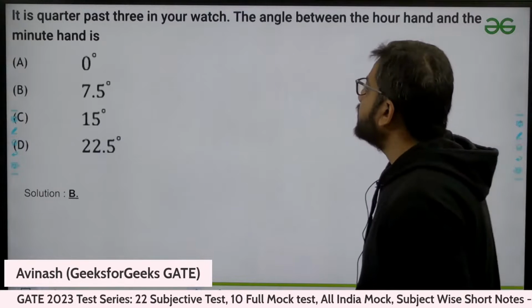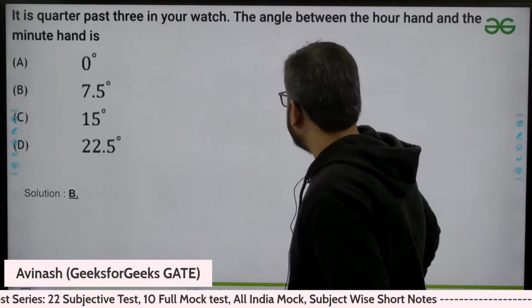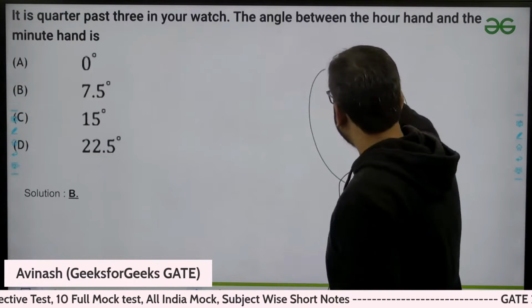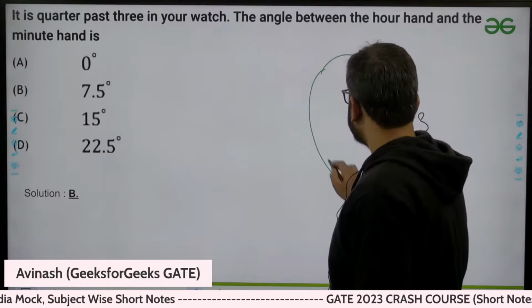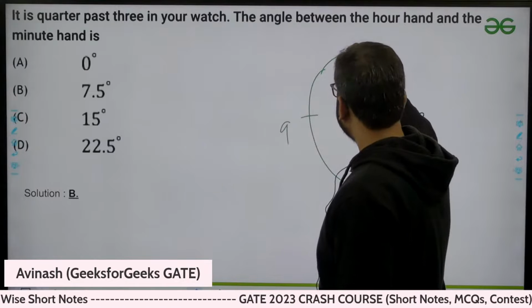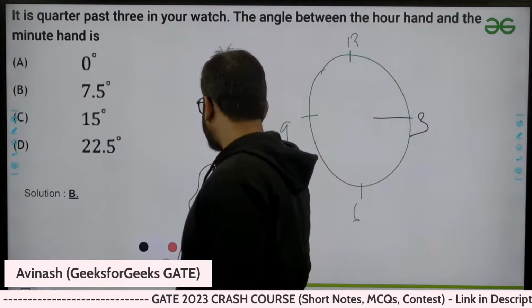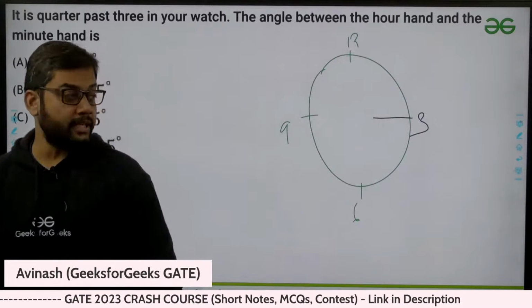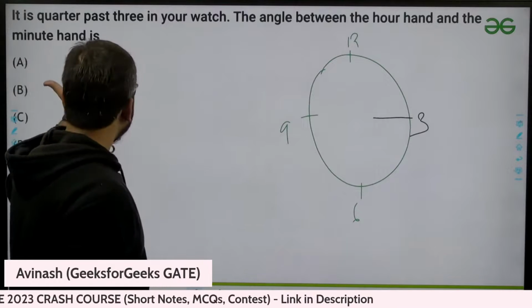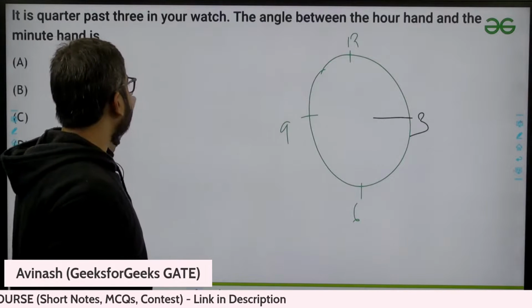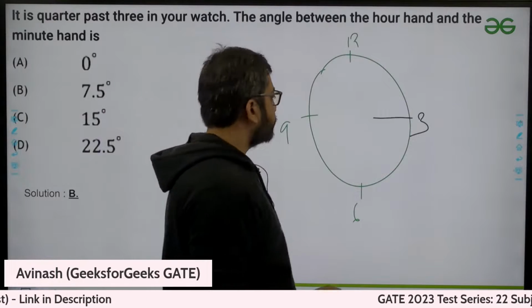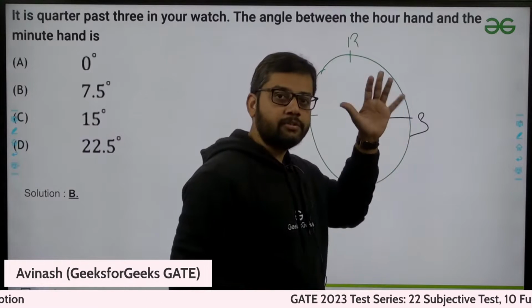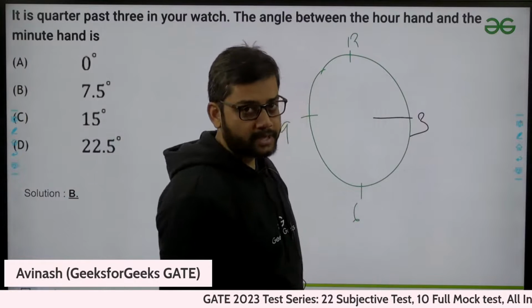See this, it's 3:15 on your watch. So if this is our watch, this is our 3, this is our 6, this is our 9, and this is our 12. As per the question, they are saying it is quarter past 3 on your watch. Quarter means 1/4. So out of 60, 1/4 is equal to 15. So the quarter has already passed.